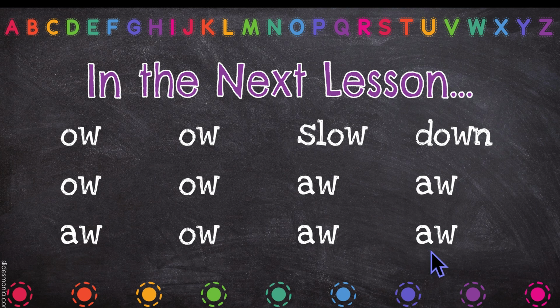If you're ready for the next lesson, then please go on to lesson 5. If you had trouble with any of the vowel teams or with the hard C and soft C, please redo whichever lesson or lessons you need from lessons 1, 2, 3, or 4. Thank you, and see you next time.